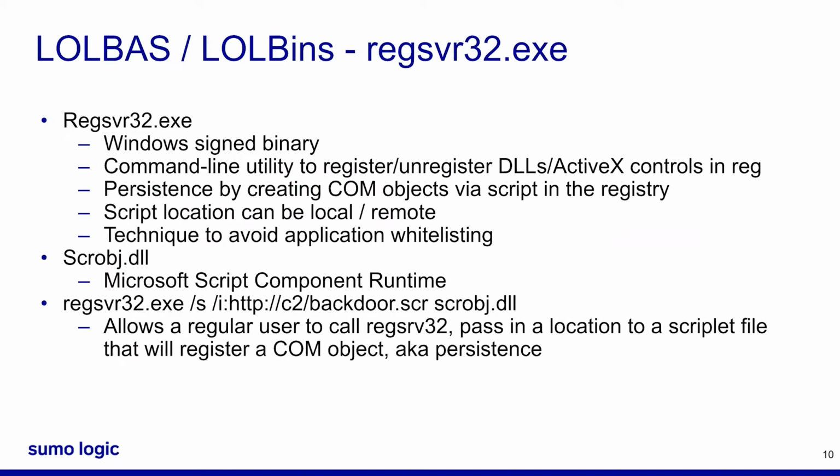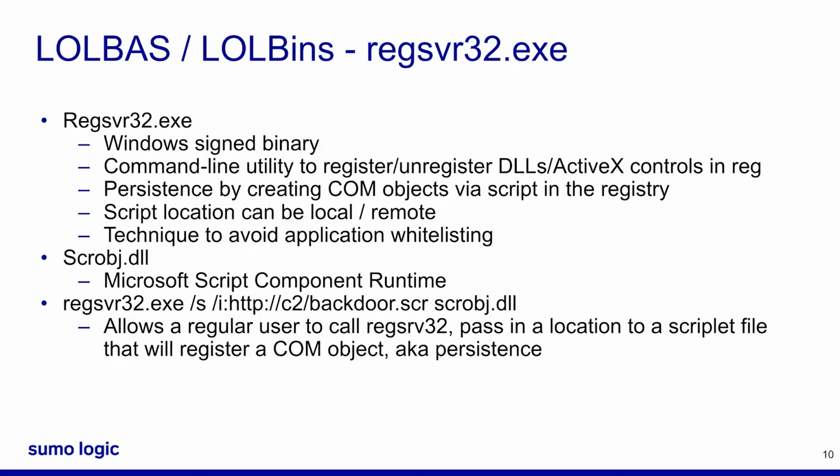So the first one we're going to talk about, we're only going to go over a couple, there's too many, is regsvr32. This one is utilized super heavily. Again, it's a Windows signed binary. It has a command line utility to register and unregister DLLs and ActiveX controls in the registry. You can create persistence with this with COM objects, and you can have it be local or remote, and you can utilize this to avoid application whitelisting.